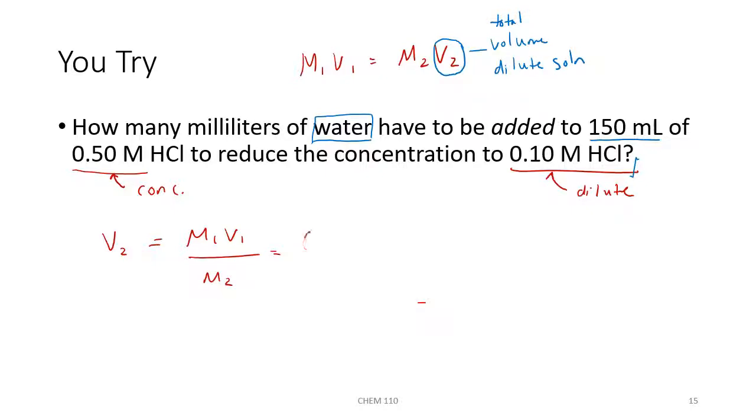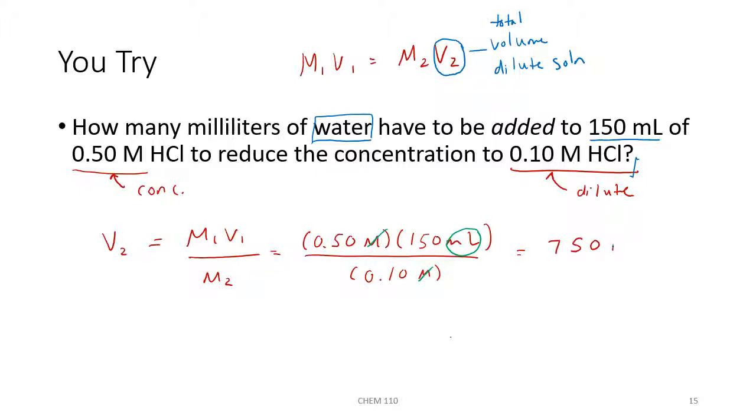Our M1 will represent our concentrated solution, 0.5 molar, times the volume that we're using of our concentrated solution, 150 milliliters, divided by our new concentration we're trying to make, which is 0.1 molar. Our molarities will cancel, and we'll be left in units of milliliters for our volume. So the total volume of our solution that we'll make will be 750 milliliters.